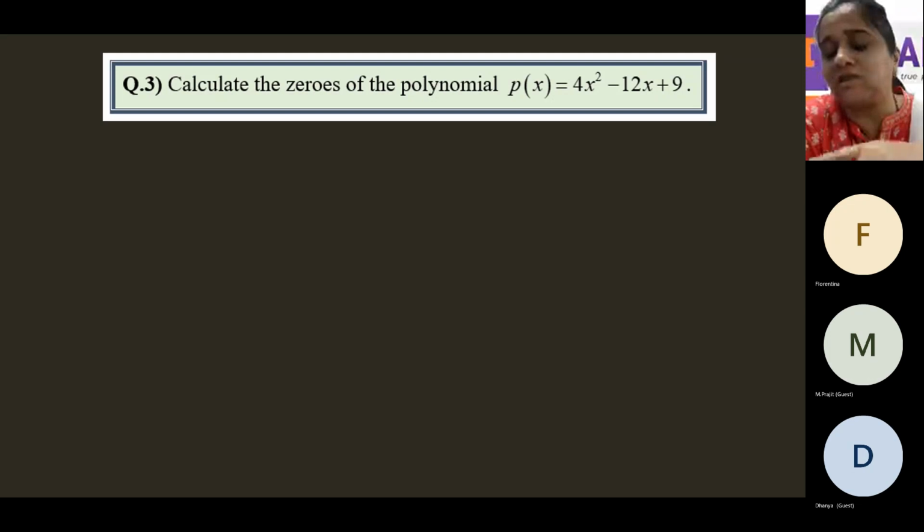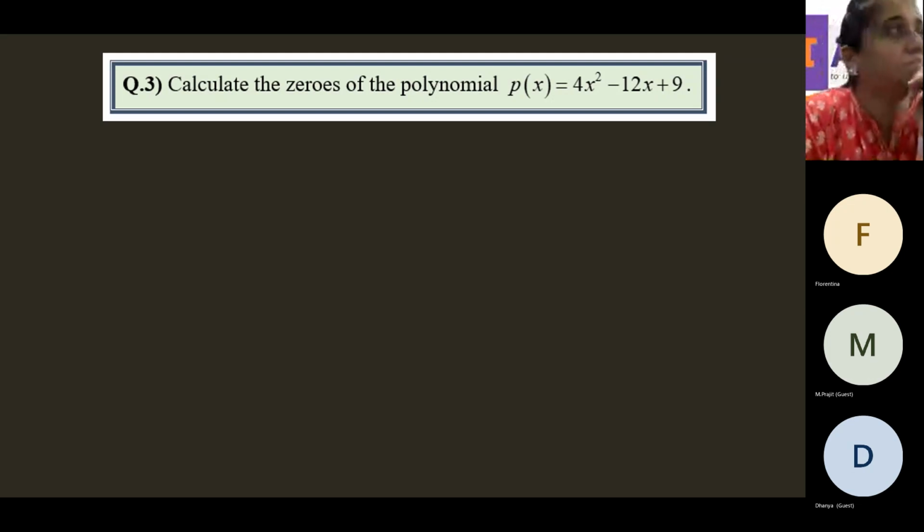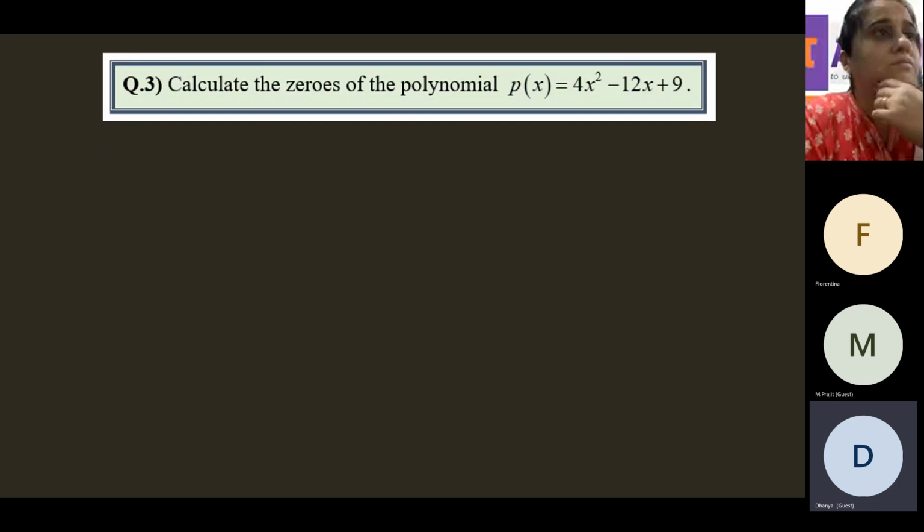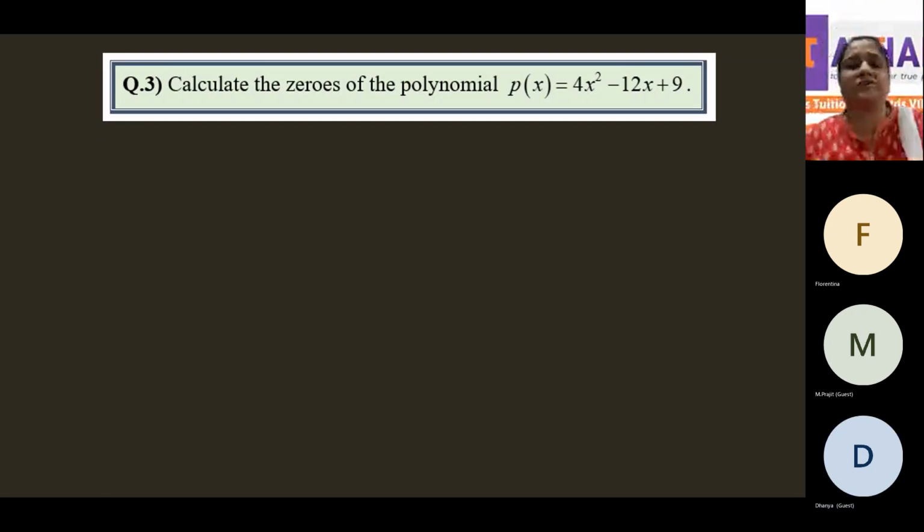Prajit, the answer to your question is yes. I heard your question. It's yes. We just have to factorize the given polynomial. You just have to factorize it.